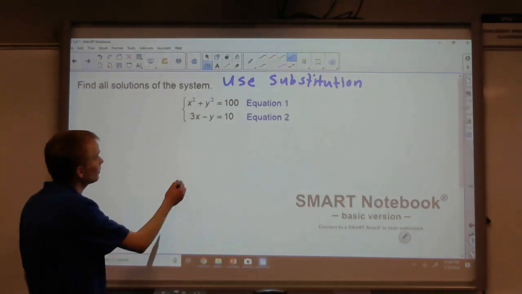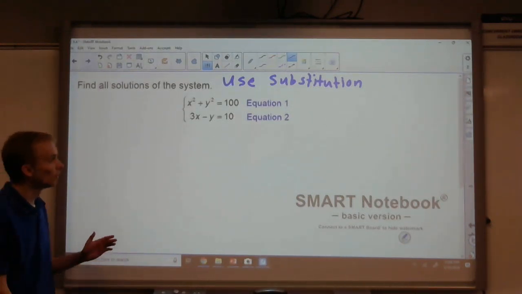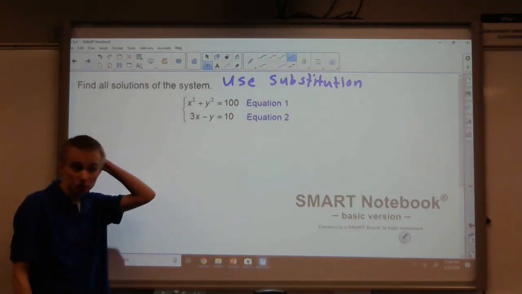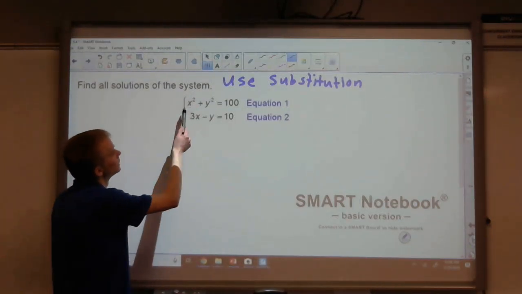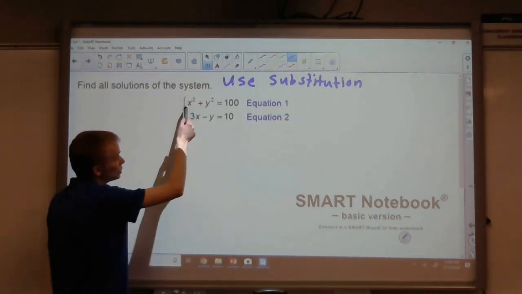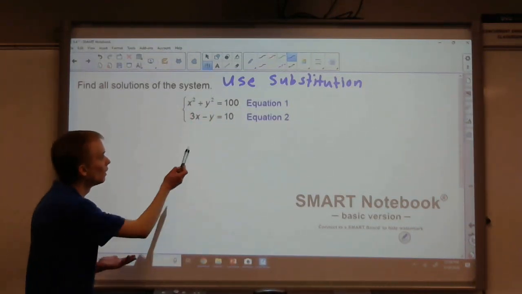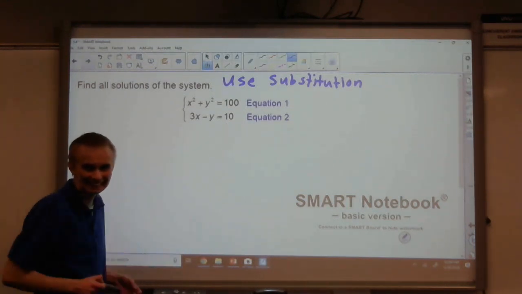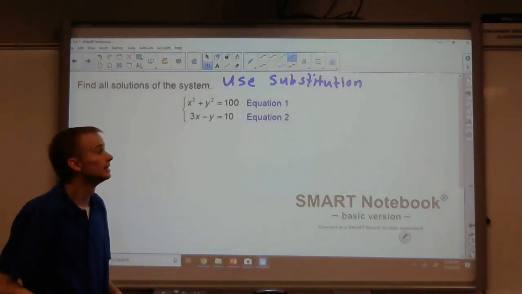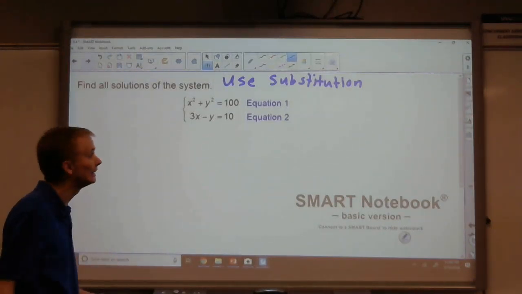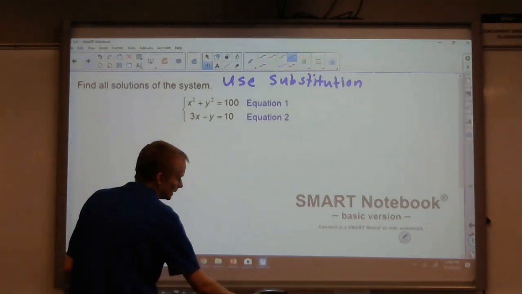So, substitution, what are my steps? I'm going to solve one of the equations for one of the variables. And if I were to use this equation, I'm going to have squares in it, right? And so it's harder to solve. This equation is nice. So I'm going to solve that for one of the variables, okay? It doesn't really matter which one I use. Let's maybe just solve for y, okay?